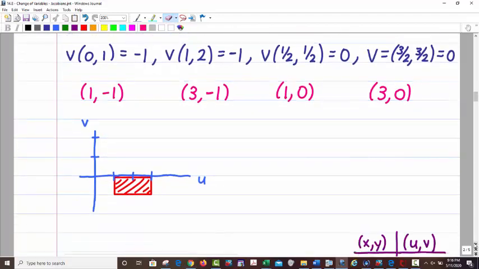I generally don't ask you to do this where you construct this graph, but that's what it would look like with those new points plotted in terms of u and v on a rectangle in a UV coordinate system.